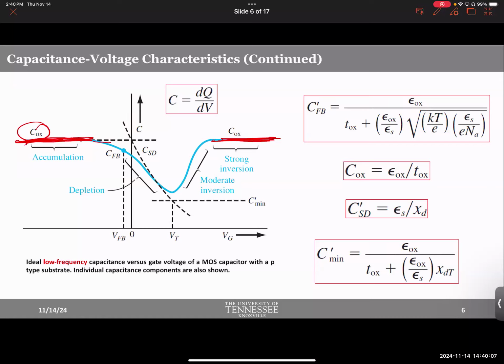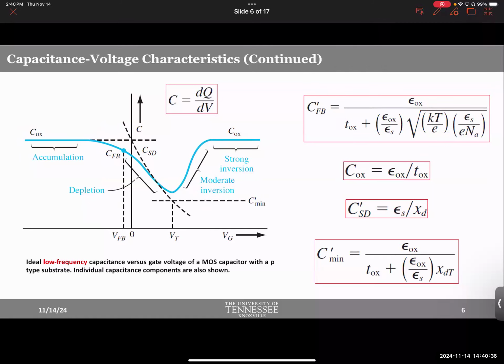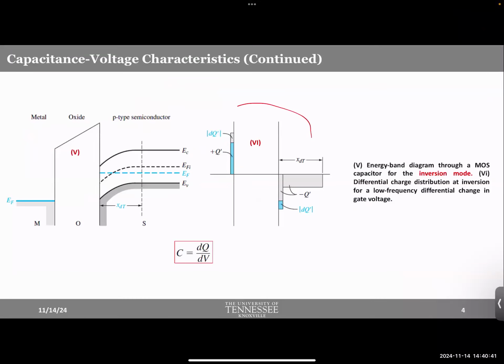But meanwhile, in between, during the depletion region and moderate inversion, you have non-linear capacitance. So that's where things change dramatically. If you're trying to design a capacitor with a MOSFET, you wouldn't want to operate in depletion or moderate inversion. You want to make sure it's strongly inverted or in the accumulation mode, so that you can use it as a constant capacitor. I guess all good? And the reason behind this non-linearity is this diagram.